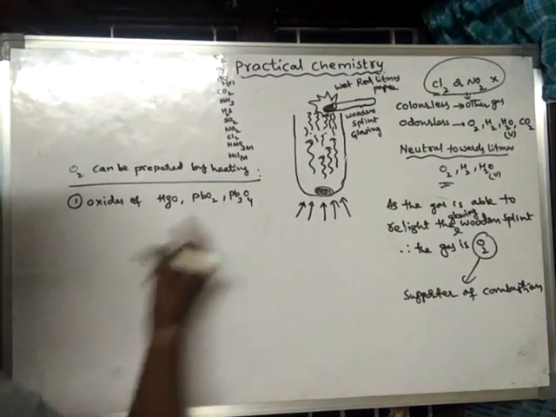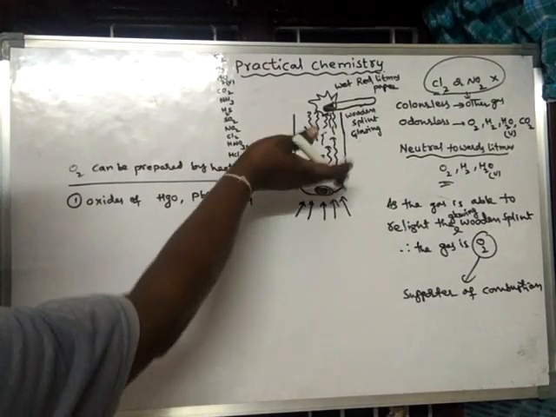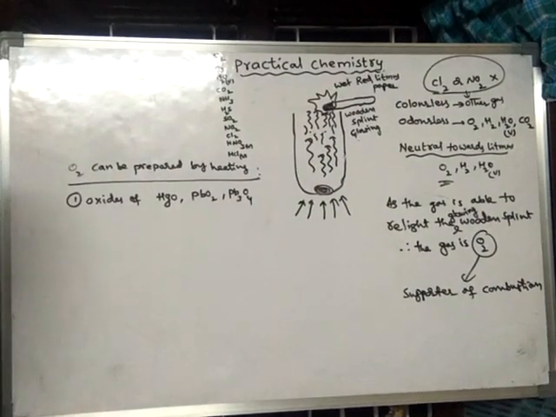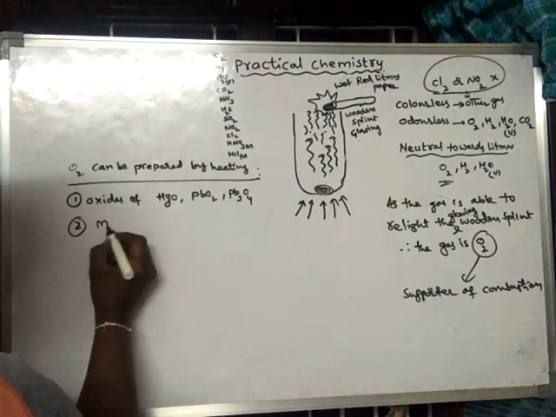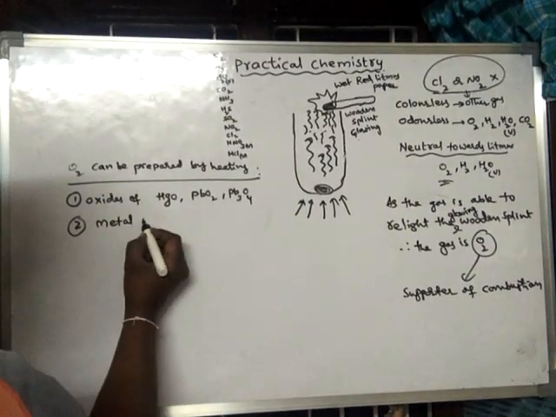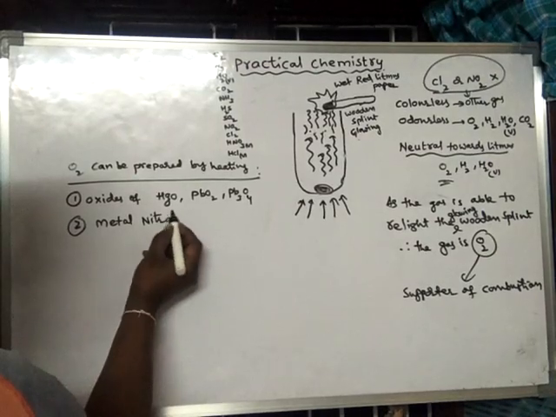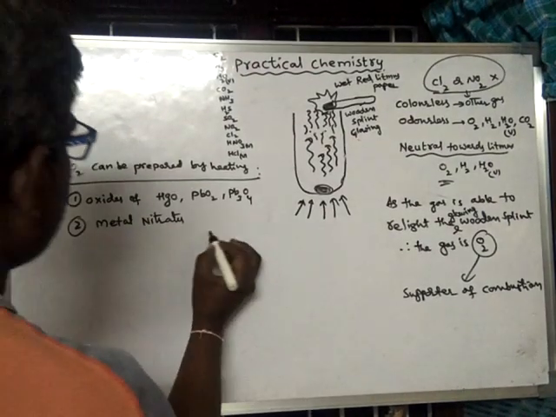When these three substances are heated, they liberate oxygen, or else oxygen can be liberated from metal nitrates. When metal nitrates are heated, for example, take zinc nitrate.